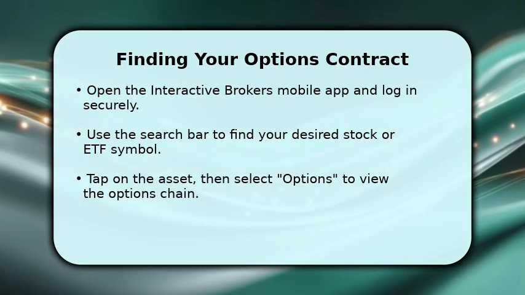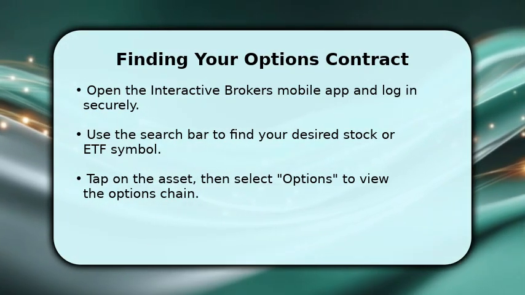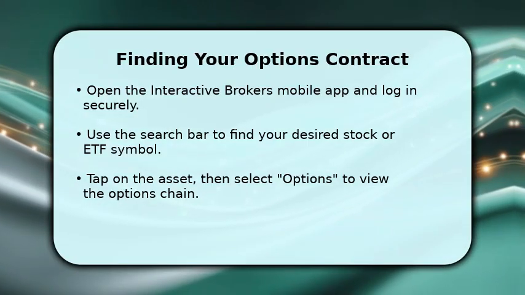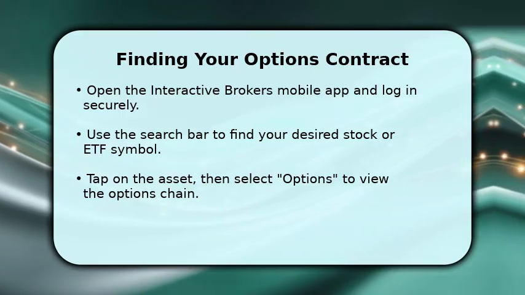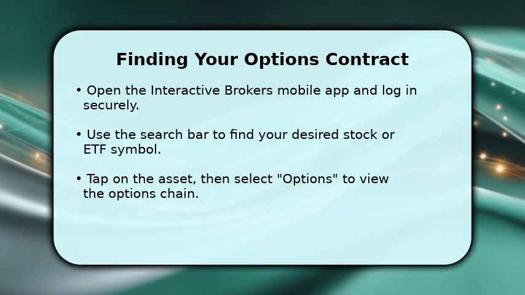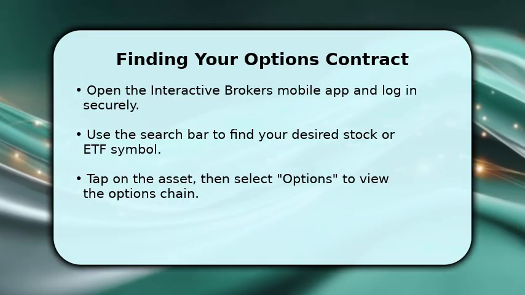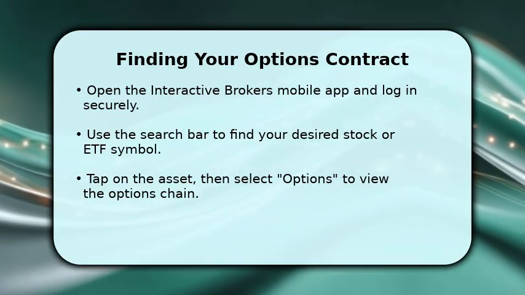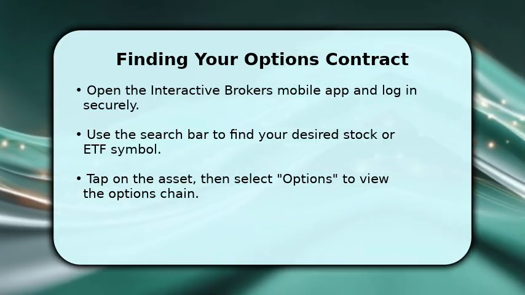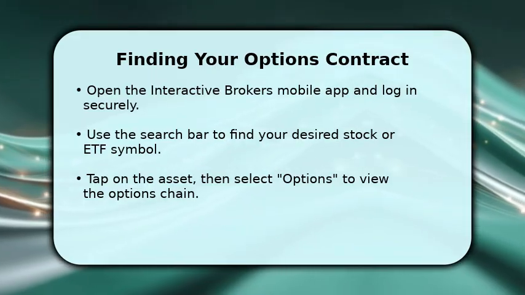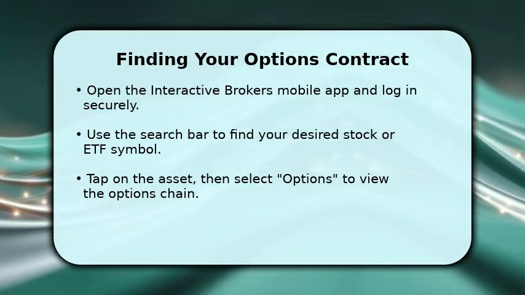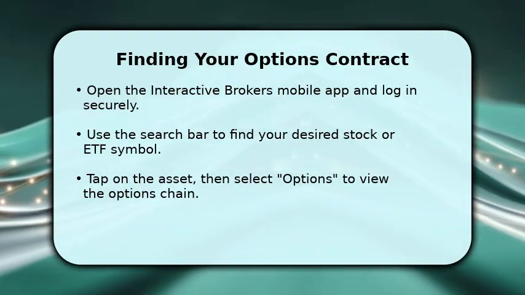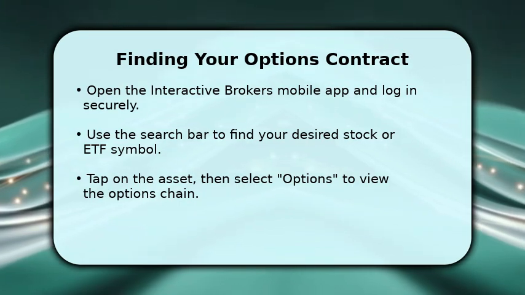Once you've logged into your Interactive Brokers mobile app, the first step is to locate the asset you wish to trade options on. Simply use the search bar at the top of the screen and type in the stock or ETF symbol. After selecting the correct asset, you'll see various details. Look for the Options tab or section, which will display the options chain. This chain presents all available call and put contracts for different expiration dates and strike prices, giving you a comprehensive view.